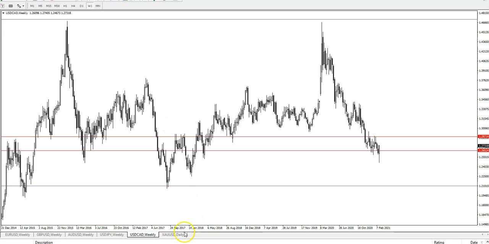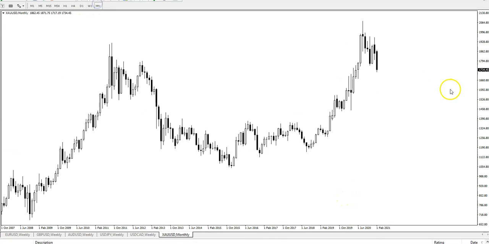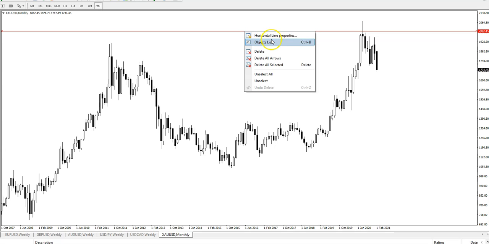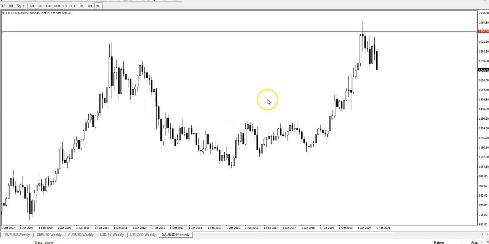So last but not least, I have gold. This is one of my favorite commentaries because there's really not much to talk about. The one thing that I've always been pointing out and babbling on is this current price action is testing the $2,000 mark. I'm just going to wait and see what is going to happen.